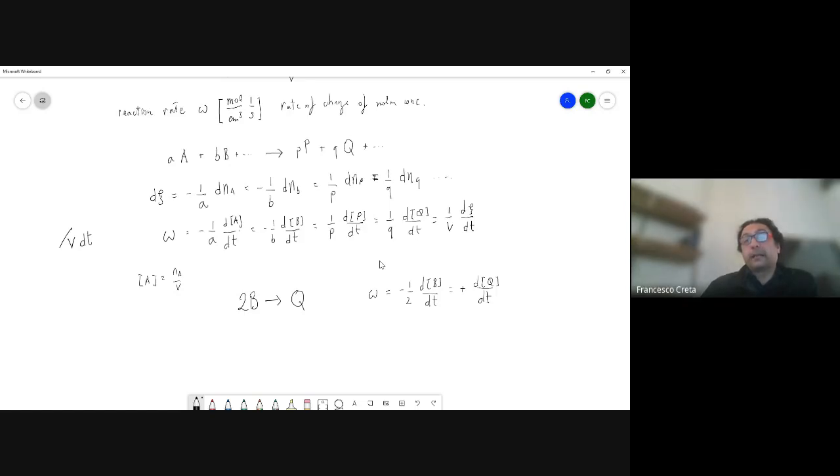So clearly, negative times negative is positive, and the fact that there is a 2 here shows you that the rate of depletion of B, let's call it with a minus sign, is really 2 omega, whereas the rate of increase of Q is equal to omega. So the rate of depletion of B is twice the rate of production of Q. And therefore, what we do is we always weigh the rate of depletion of each species by its stoichiometric coefficient, in this case 2, as you can see here.